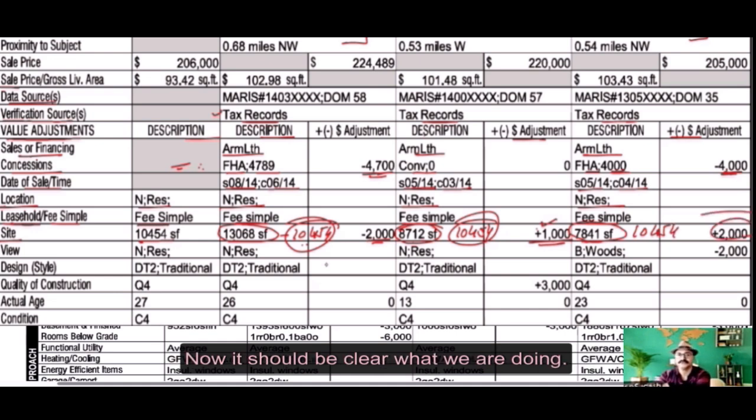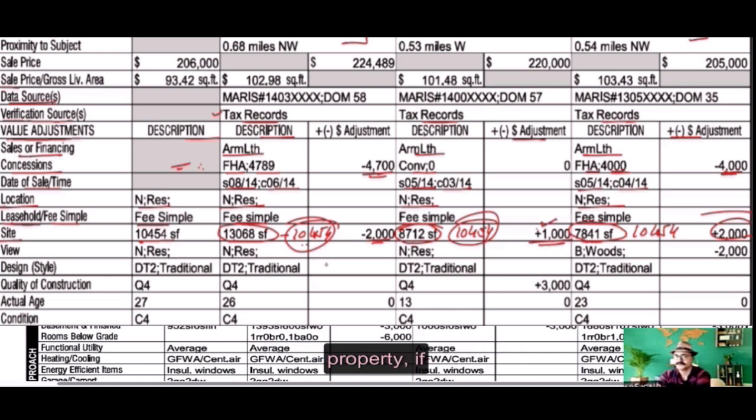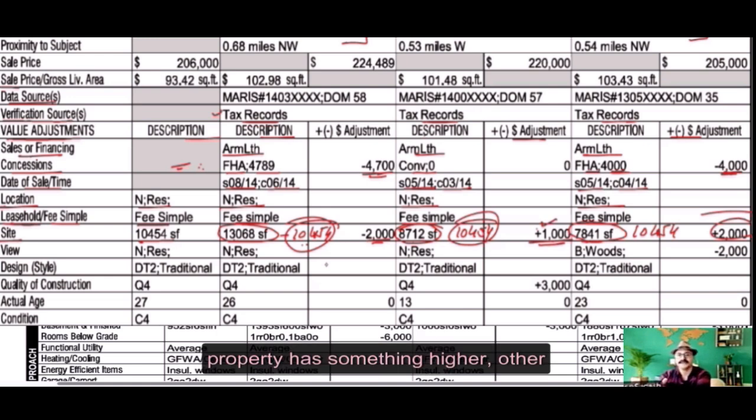Now it should be clear what we are doing. Whenever the other property has something less than our property, we are telling that if that property were similar to our property, the value would be this much. But if the other property has something more, which our property doesn't, we say the same. This is what is called the comparison or the adjustment, right?